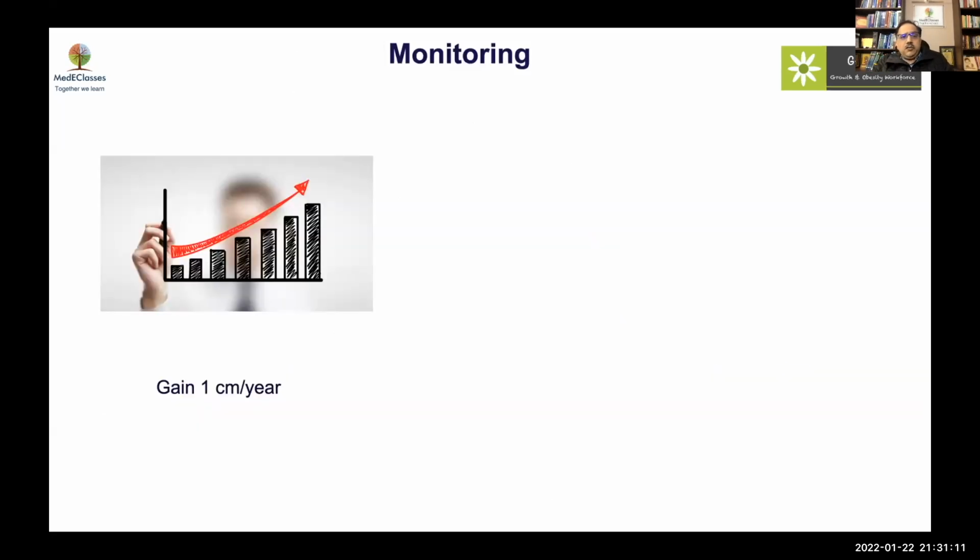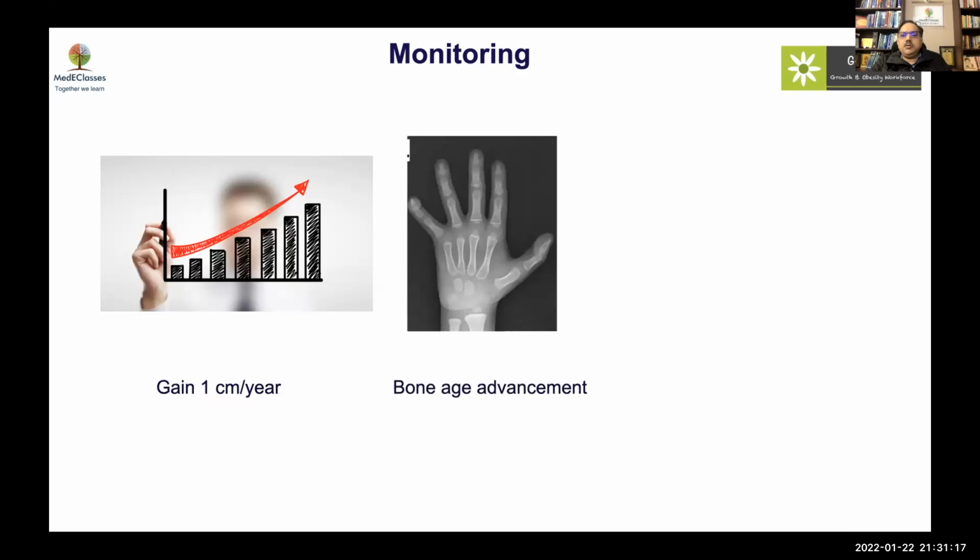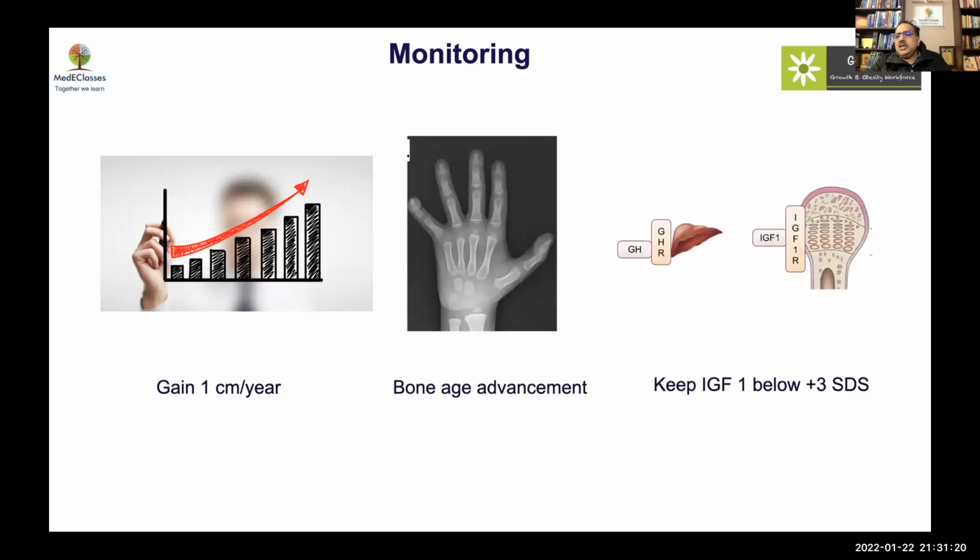You have to monitor for growth velocity, and you expect for every year of treatment an additional 1 centimeter gain in terms of growth. Bone age will advance, and IGF-1 levels will be higher as compared to GHD, but you want to keep it below +3 standard deviation score rather than +2 as a criteria. There will be a special look out for headache, increasing scoliosis, and slipped capital femoral epiphysis.